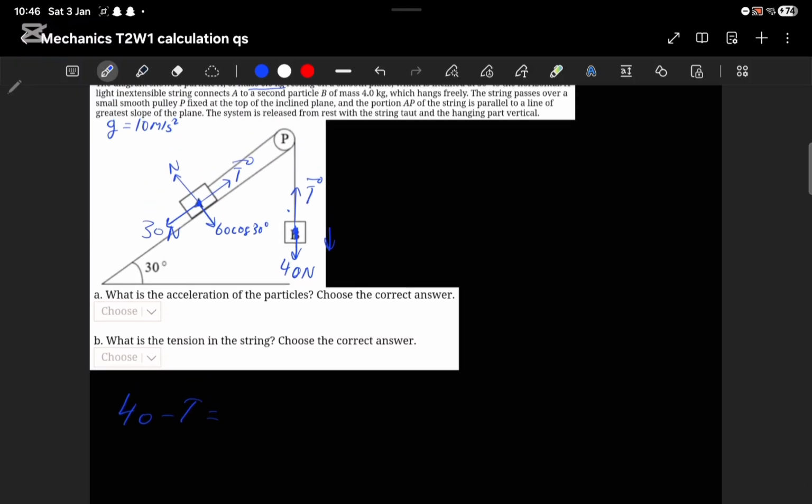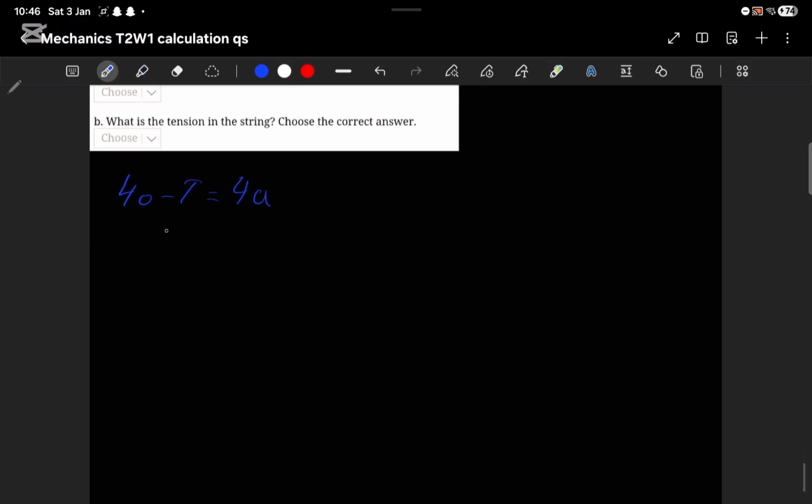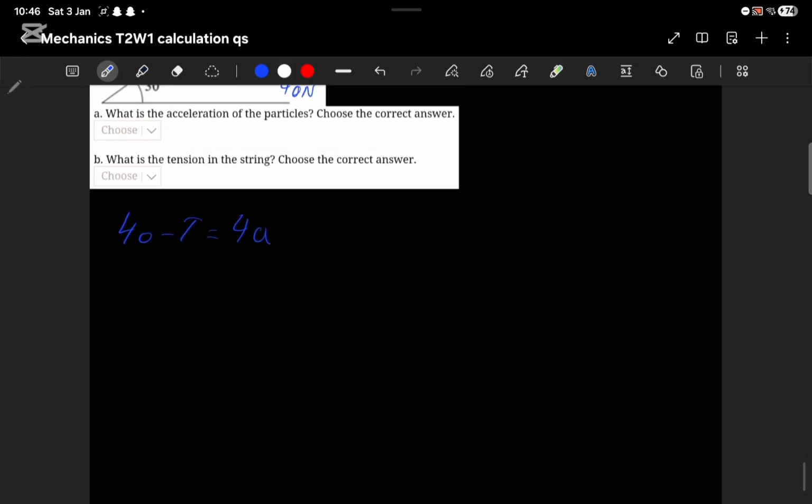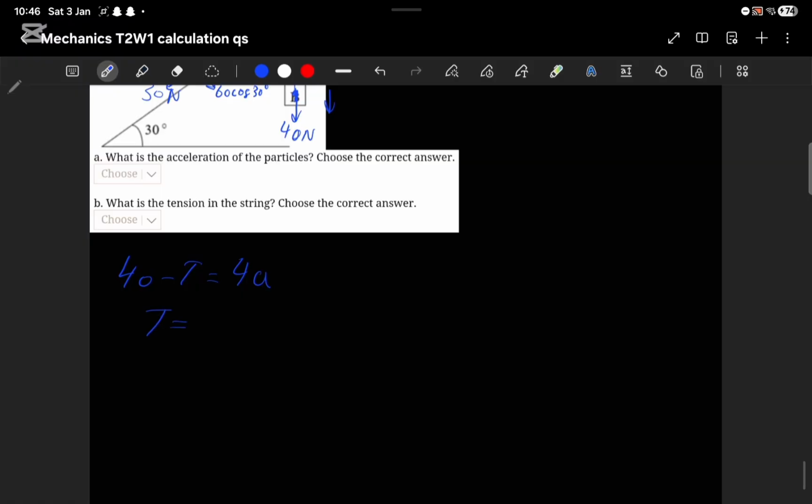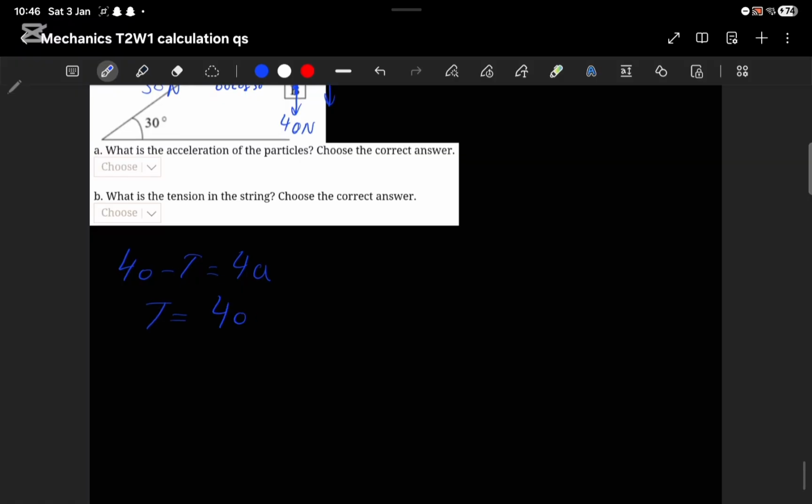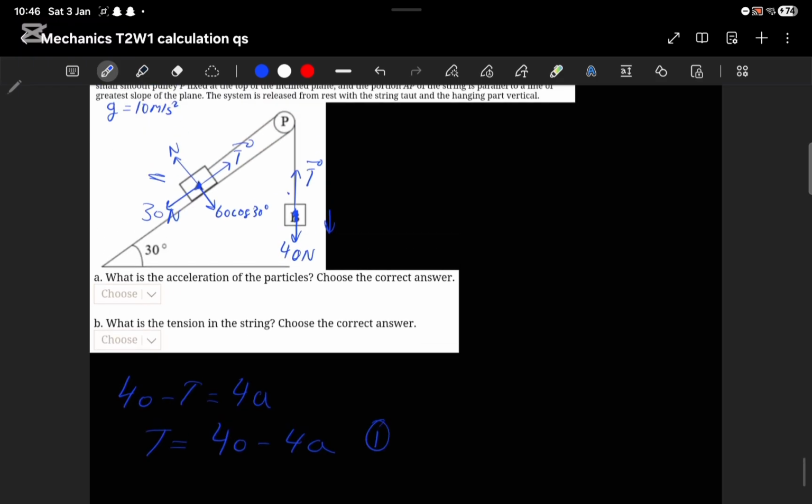So 40 minus tension, okay, I'm working with this block right now to find tension, is equal to MA. The acceleration is what we don't know. Mass is 4, so 4a. So tension is equal to 40 minus 4a. Now, this is equation 1. Now we're going to work with this one. 60 cosine 30. Let me find it in one go too. 60 cosine 30 is 30 radical 3.